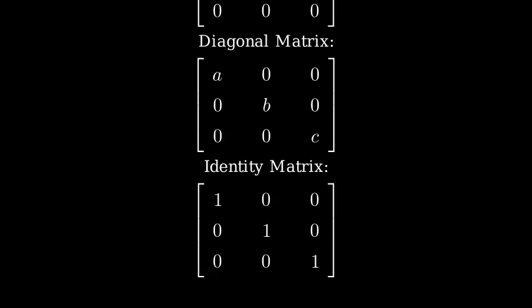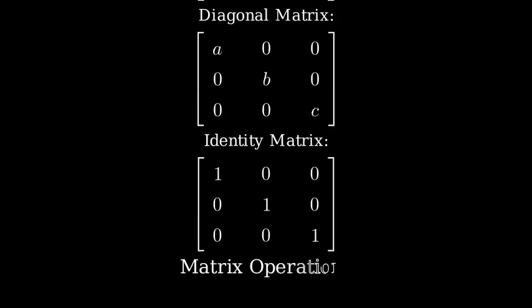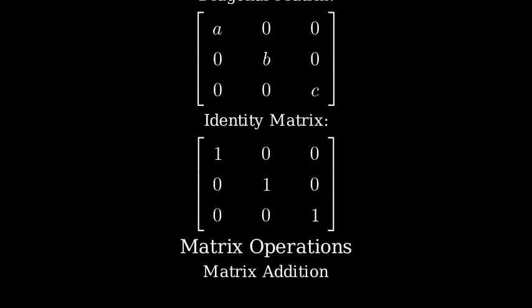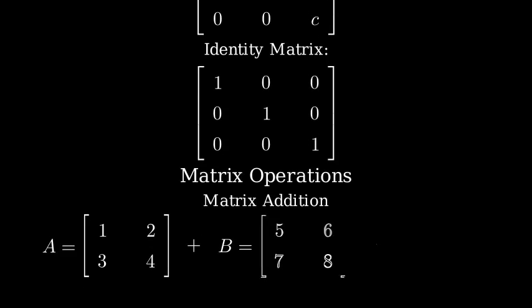Now, let's discuss some basic operations we can perform with matrices. First, matrix addition. We can add two matrices if and only if they have the same dimensions. To add matrices, we simply add their corresponding elements. For example, if we have matrices A and B, the ijth element of their sum C equals a sub ij plus b sub ij.